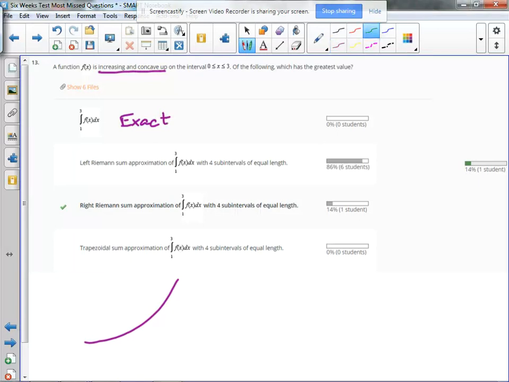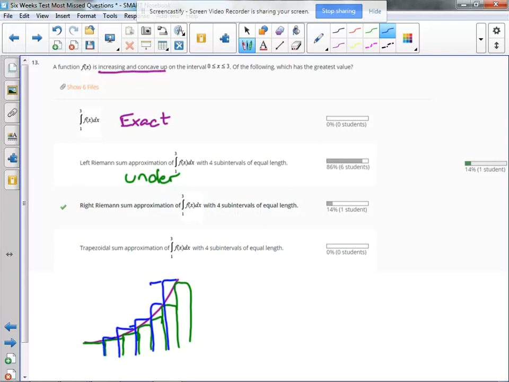If we start on the left side of our increasing and concave up function, here's what we're going to get when we do these rectangles. Guess what? All those rectangles are under the curve, so that's an under approximation. If we do the right-handed rectangles, whoops, not up there, and we start from the right side, guess what? We've got over approximations. The trapezoidal approximation, remember, is about the closest that we could get to the exact area under the curve, so that's not going to be it. It's got to be the right Riemann sum approximation.